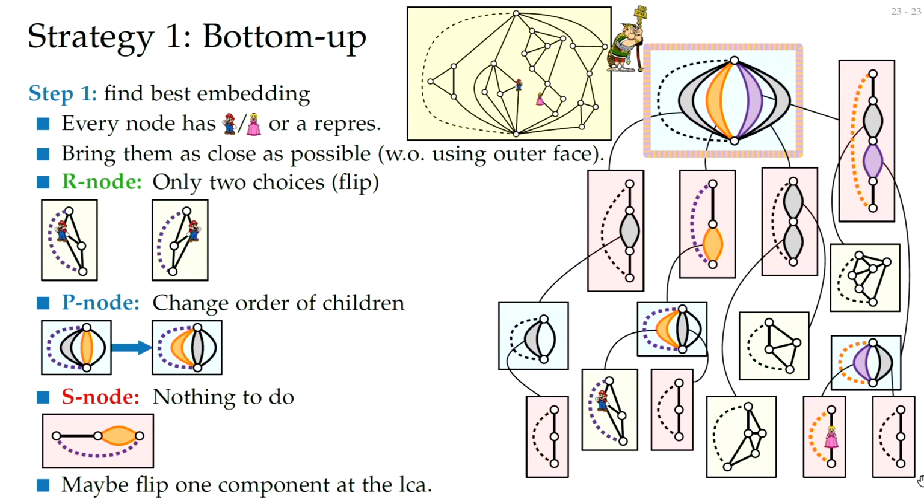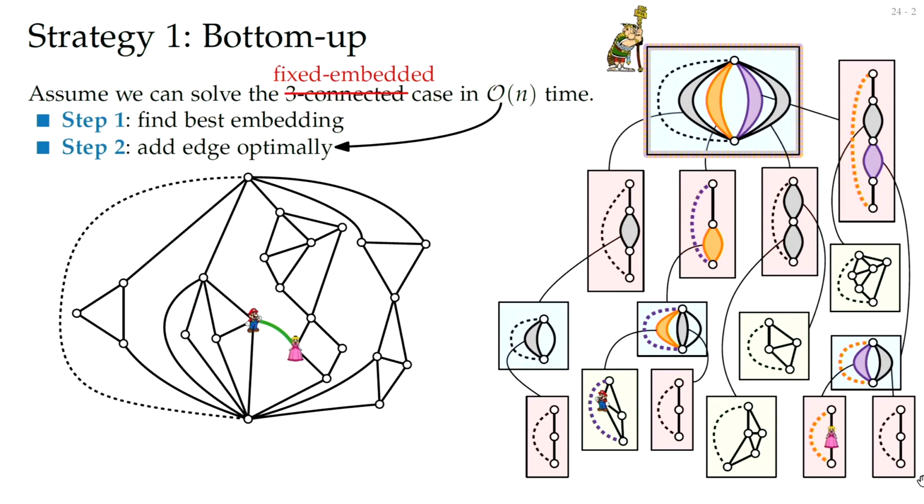And now by just walking upwards and bringing the orange and purple always as close together as possible, we found an embedding. And to get the embedding of the whole graph, we can just glue all this stuff together. Or, like we did in this example here, whenever we made a change, I just updated the embedding accordingly. So that now I have an embedded graph. And if I don't change the embedding, then we can use the algorithm that we already have to insert the edge between Mario and Peach into this embedding with a minimum number of crossings. And then we're done, and we find the optimum way.